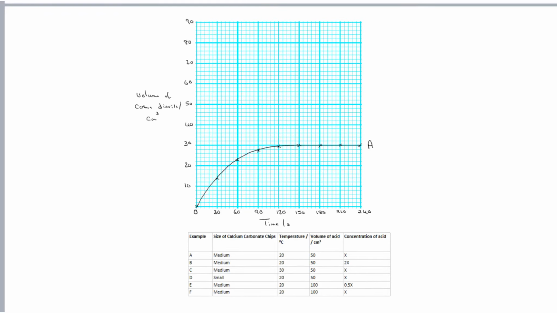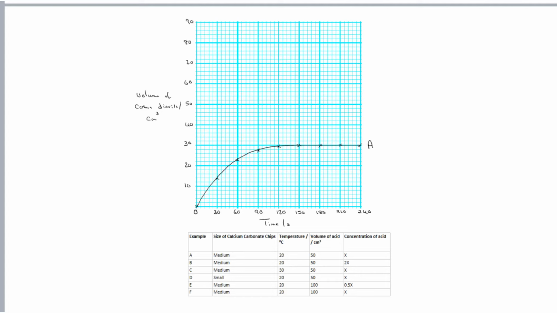So let's have a look at C. Now, how is C different from A? Well, the size of the calcium carbonate chips is the same, the temperature's increased, but the volume and the concentration of the acid is the same as A. So what's going to happen is the rate of reaction is going to increase.